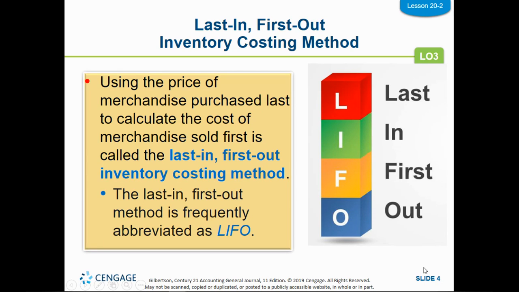The second method is what they call last in, first out. So it's the opposite of that. It uses the price of the merchandise purchased last to calculate the cost of the merchandise sold. So last in, first out, LIFO.